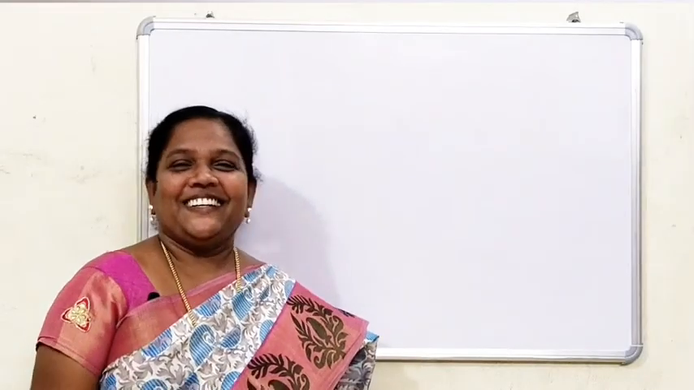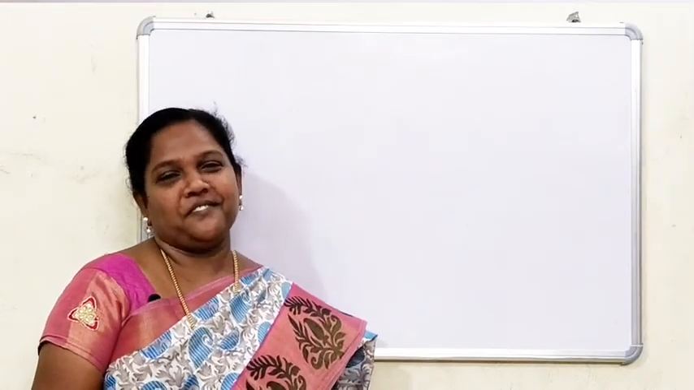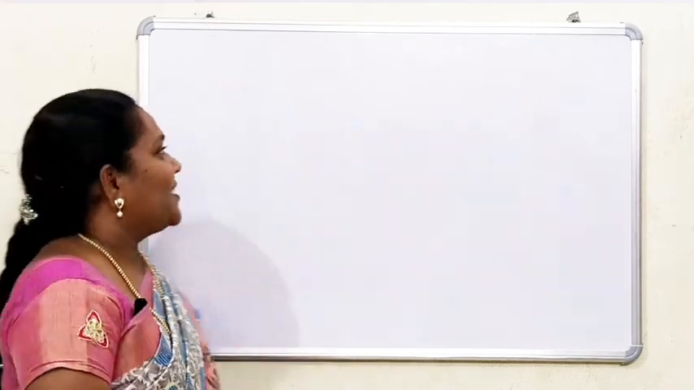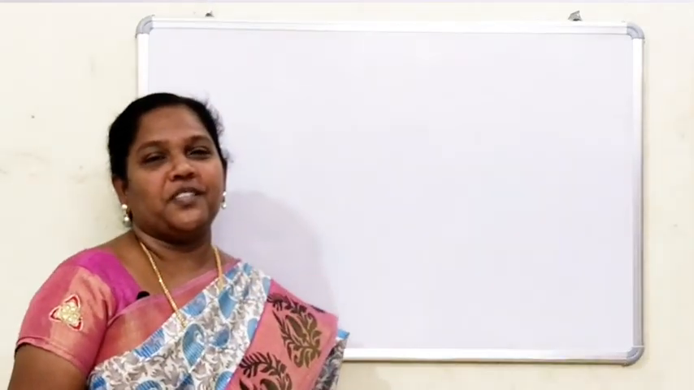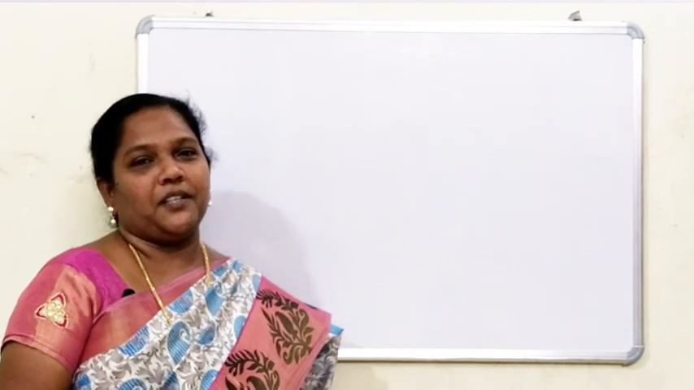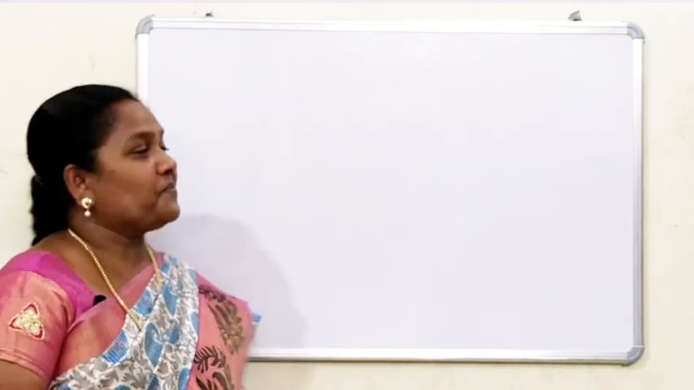Hello everyone, let us continue with the chapter Sexual Reproduction in Flowering Plants Part 4. Now in this video we are going to talk about the female reproductive part of the flower, that is Gynoecium.